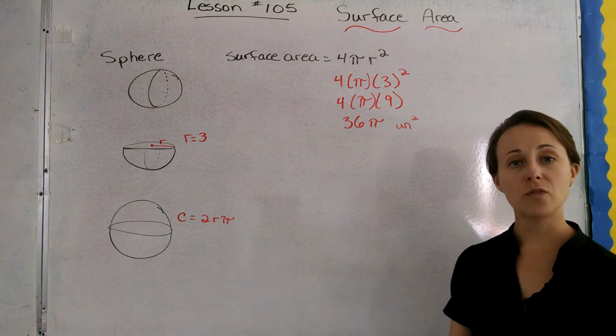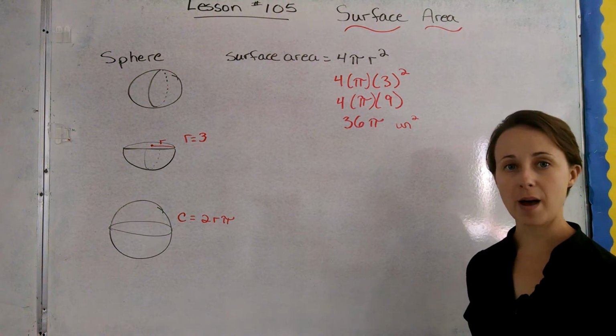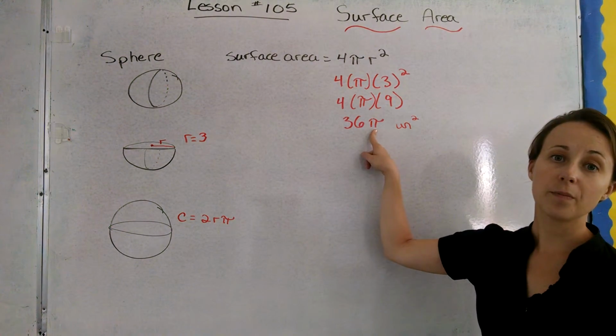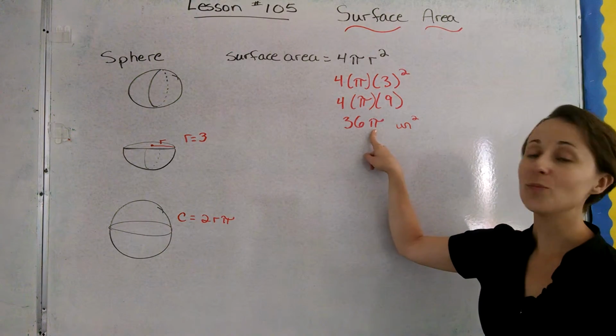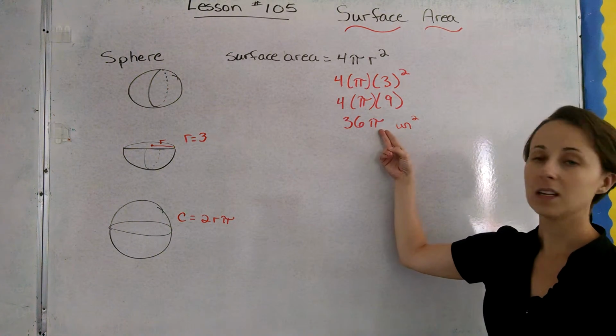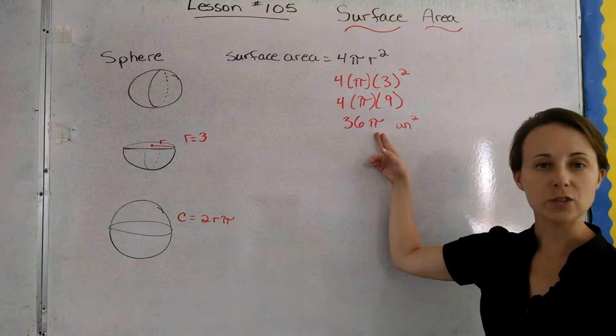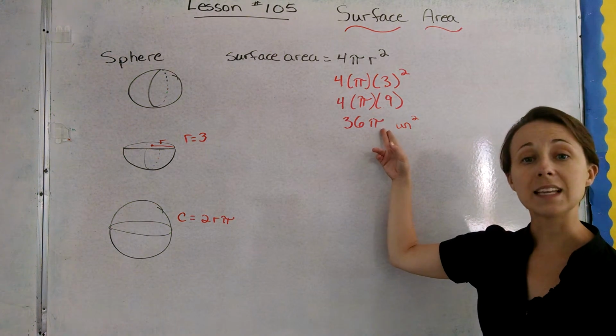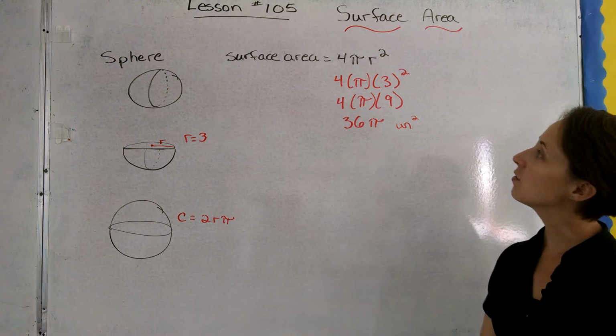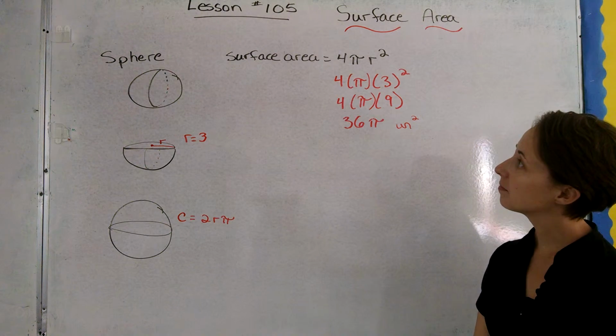In some problems, you'll of course be asked to use a number for pi. If they gave you a number for pi, we would continue multiplying: 36 times 3.14 or 22/7. In this problem, we've chosen to leave pi as pi. And the answer is, of course, in units squared.